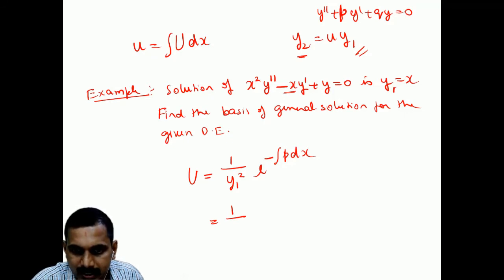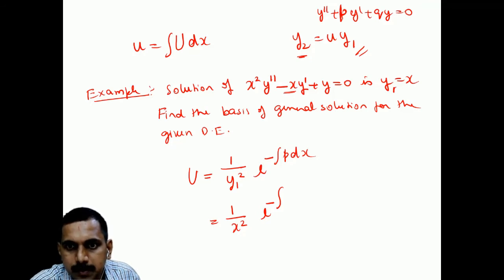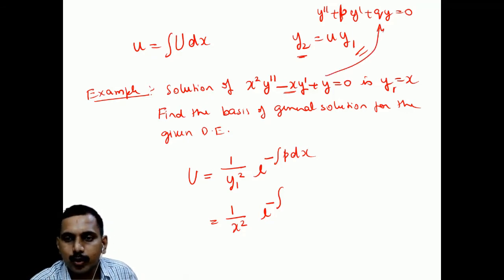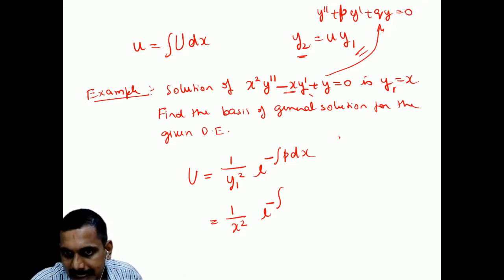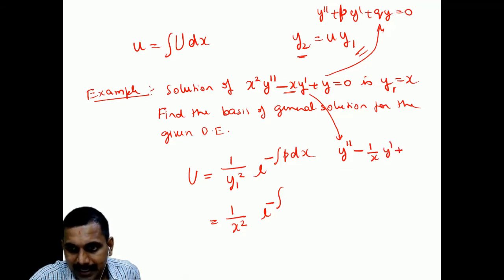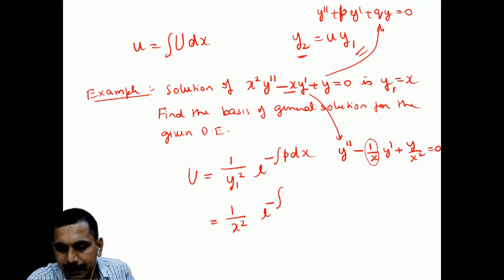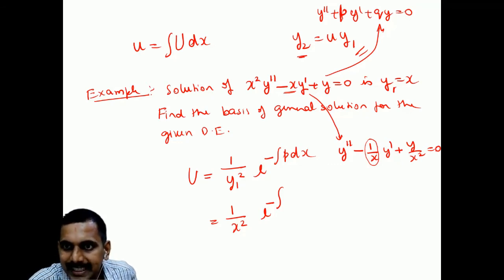y1 is x, so 1 by x square into e power minus integration of p dx. What is p here, students? Is it x? No, it is not x, because we have to reduce this to that form. We can write this particular equation as y double dash minus 1 by x into y dash plus y by x square is equal to 0, correct? Then it is of this form, where p is equal to minus 1 by x and q is equal to 1 by x square, correct?